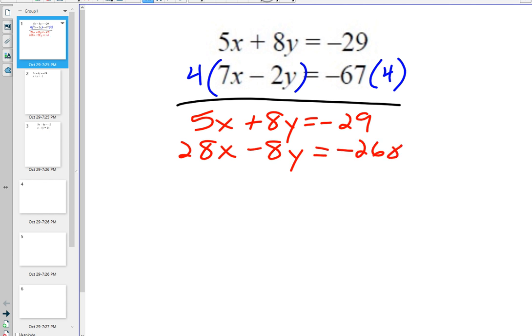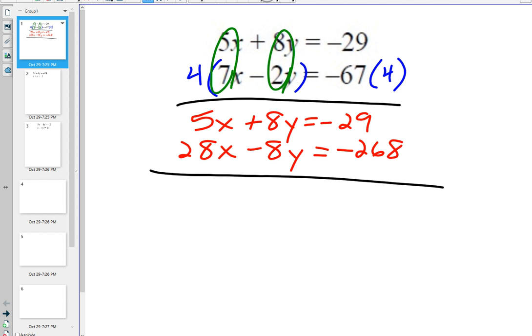Negative 268. Check my math. Right. Yeah. Where'd you get the 4? Well, because I need to make the coefficients match. So right now, the way that it was written originally, does the number in front of the x's match? No. Do the numbers in front of the y's match? No. So if I'm going to use elimination, which is what we decided, because both equations are in standard form, I need to make them match.